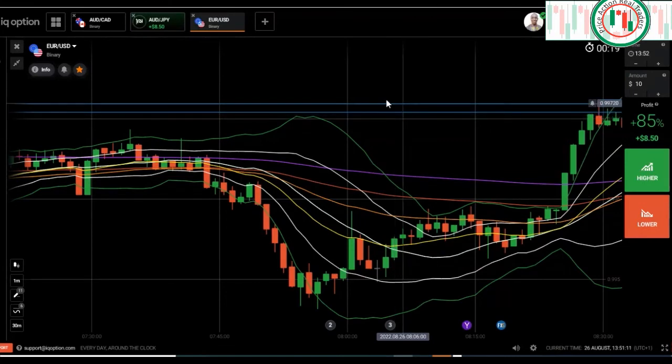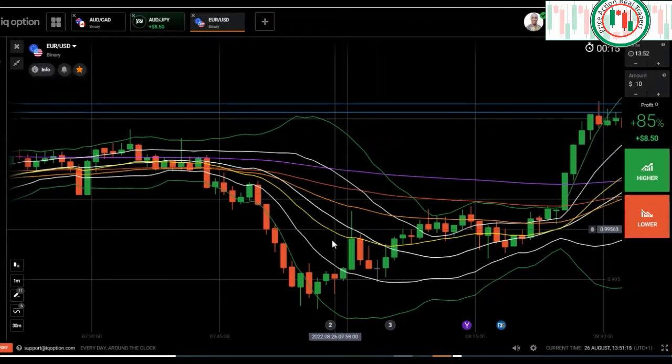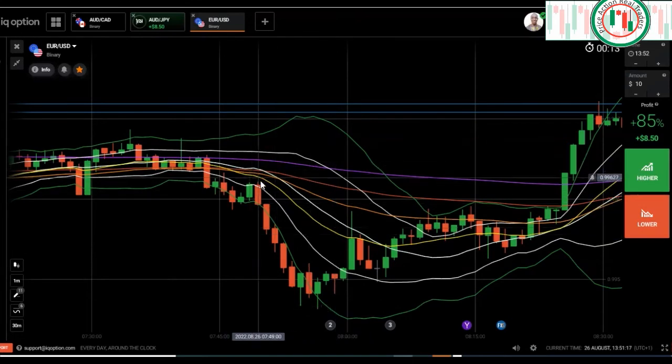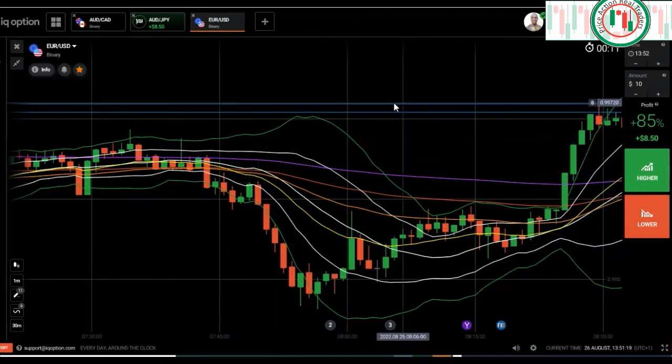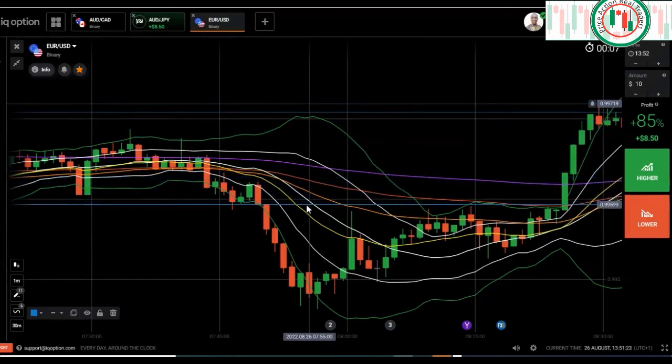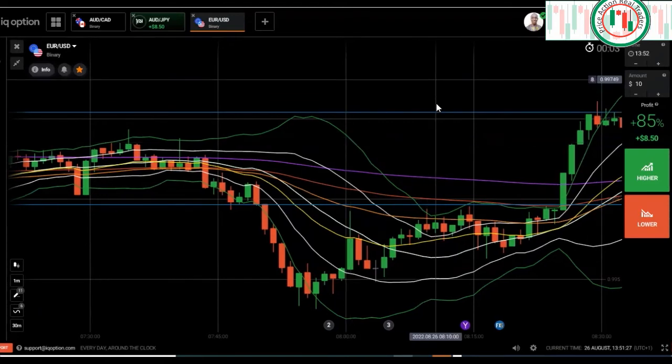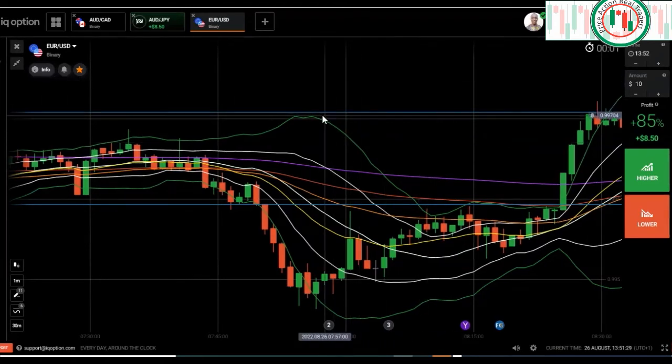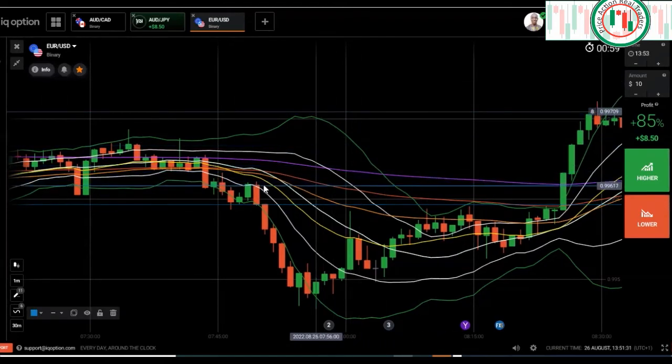So you see another zone here. Why? Because you see 200, you see 100, you see 50, you see 20, and the zone is below. Then you draw like this. You draw like this here. Then you draw like this here.